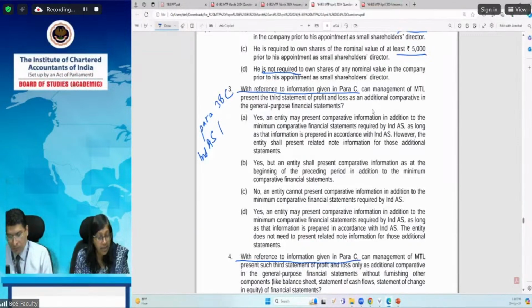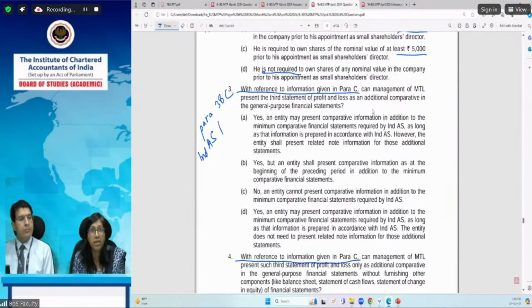So para 38C says an entity may present comparative information in addition to the minimum comparative financial statements required by Ind AS, as long as that information is prepared in accordance with Ind AS. This comparative information may consist of one or more statements referred to in paragraph 10, but need not comprise a complete set of financial statements. What does complete set of financial statements mean?